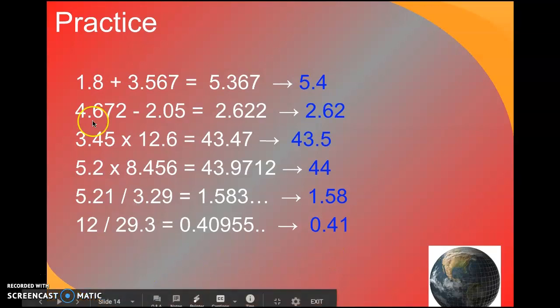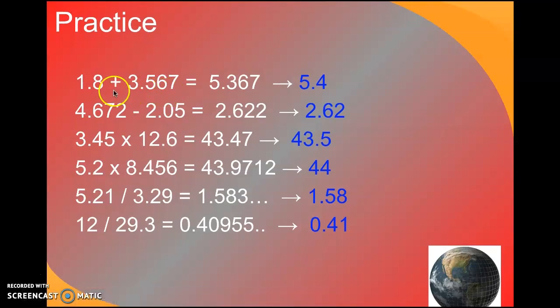Okay, so the first one, 1.8 plus 3.567. So with addition and subtraction, you go by the decimal place. So this goes to the 10th, to the 1000th. The least precise is the 10th. So we're going to round this off at the 10th. So the next digit is a 6, so we're going to round up that 3 to a 4. So it ends up being 5.4.